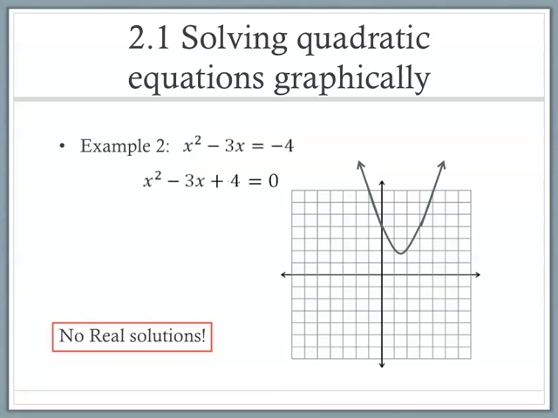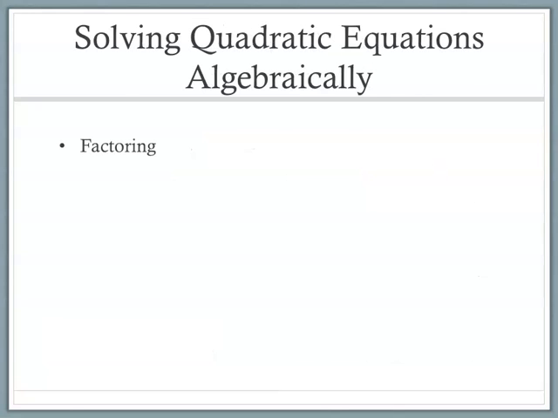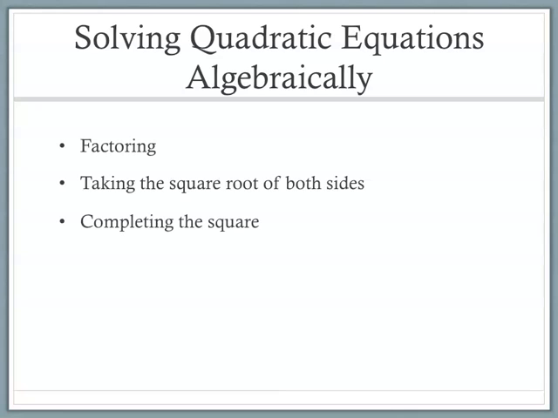So that's how you would solve quadratic equations graphically. You're looking for x-intercepts. If there are no x-intercepts, then you would say there are no real solutions. Now, in terms of solving quadratic equations algebraically, there are 4 different methods that we are going to go over. So the first is factoring. The second is taking the square root of both sides. We have completing the square, and we have using the quadratic formula.